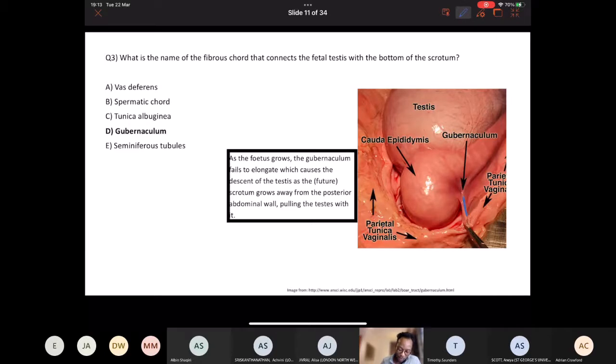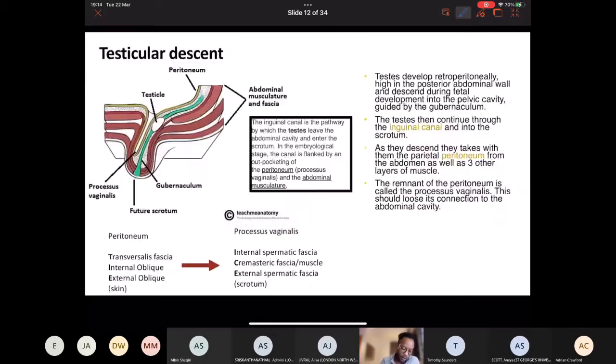You can see the tail of the epididymis here, and as you travel along, you'll have the head of the epididymis further up here. So it's a nice key question. Most people got that right. Okay, great. So now let's look at the testicular descent in a little bit more detail.